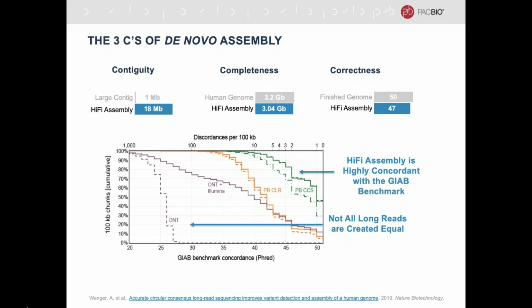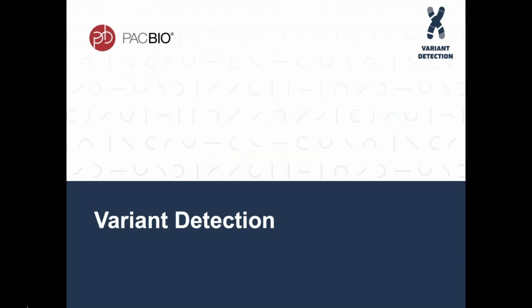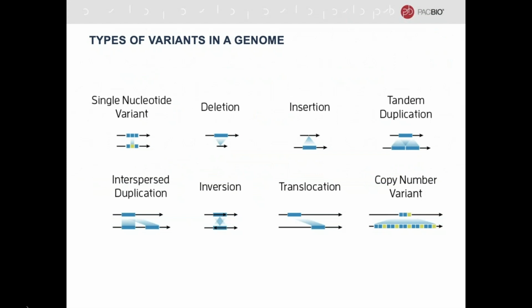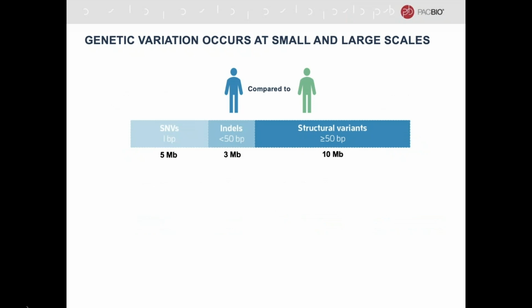Now moving on to variant detection. When we talk about variant detection, there are many types of variants within your genome. They can be very small, anywhere from single nucleotide variants to, in the mid-size range, deletions and insertions. And then they can span to very large structural variants within the genome.